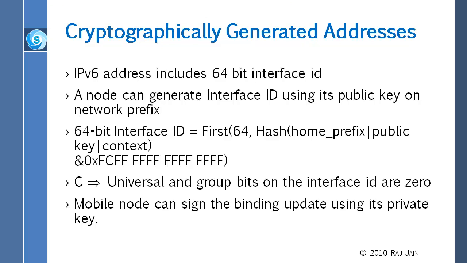Why do we zero those 2 bits? Because those 2 bits are the universal and the group bits we talked about earlier. And so those 2 bits have to be zeroed. 0 means universal and 0 means non-multicast. Now this is somewhat confusing. Every time I teach this bit, the name universal is just the opposite of what it's supposed to be. When it is 0, it means universal.